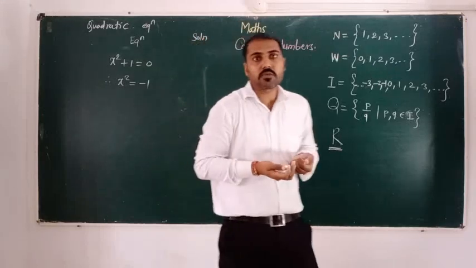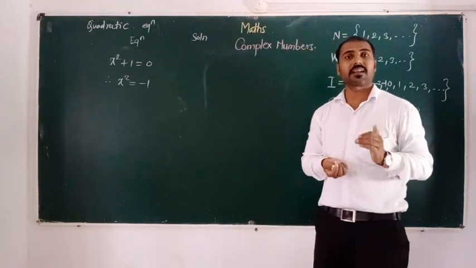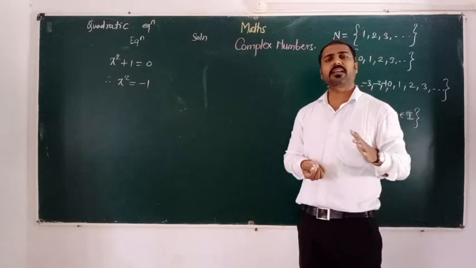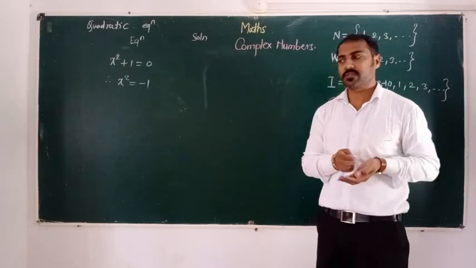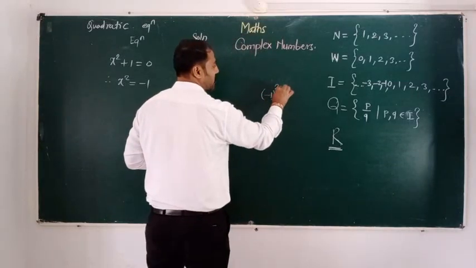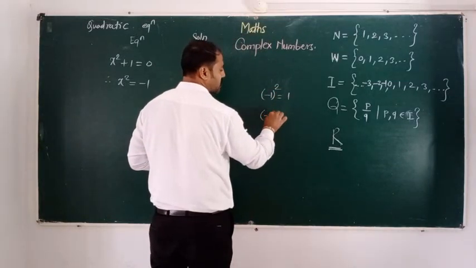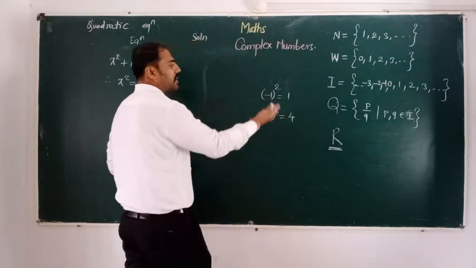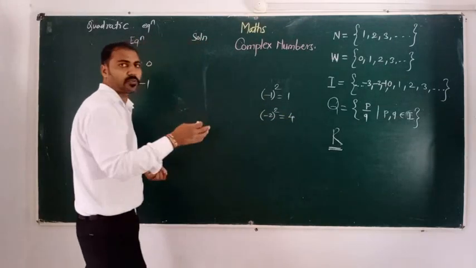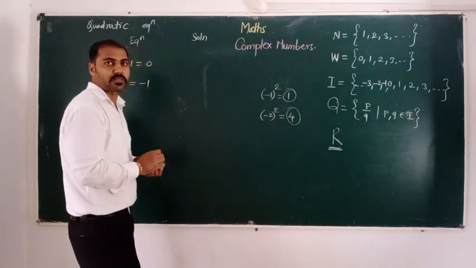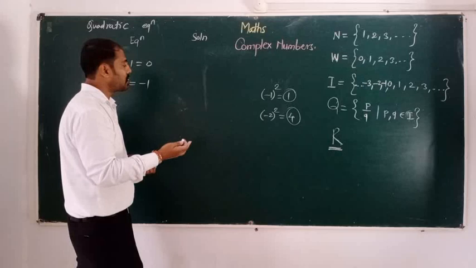x square is equal to minus 1. But we have learned that the square of any real number is always positive. Tell me, square of minus 1, square of plus 1, square of minus 1, yes, plus 4. Square of any real number, it may be negative or positive, is always a positive number.